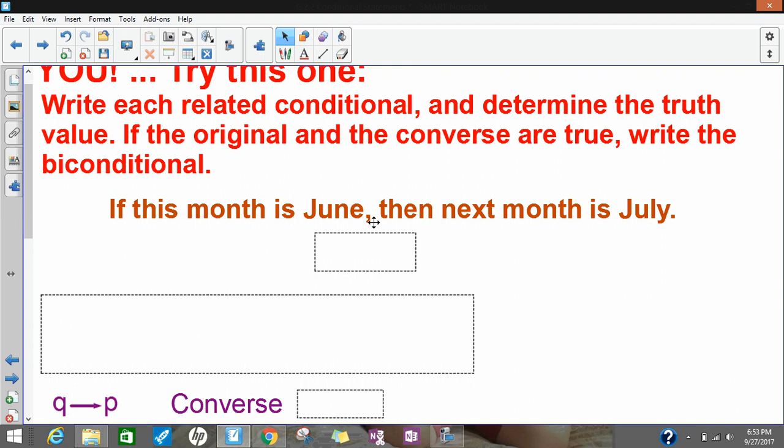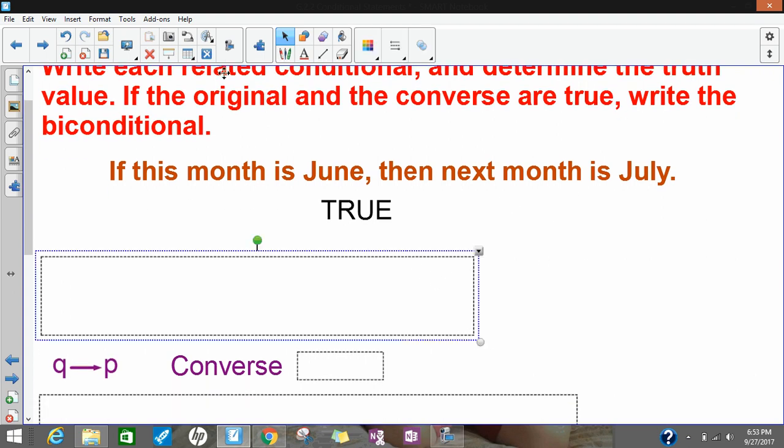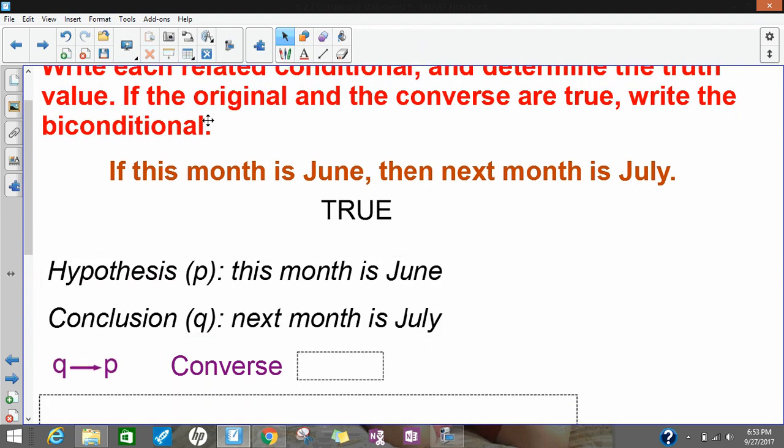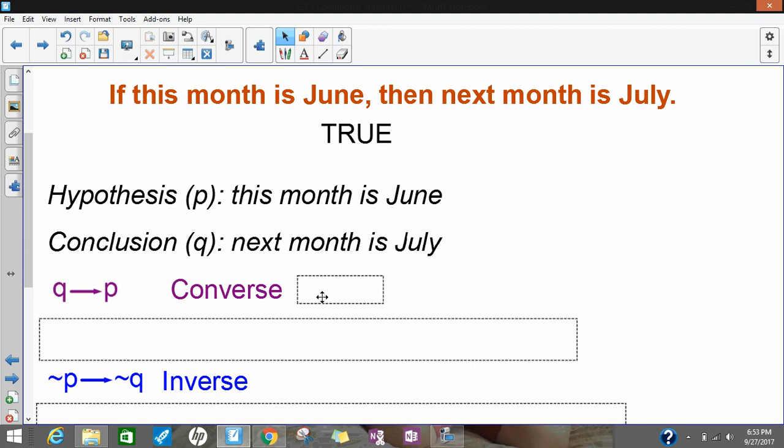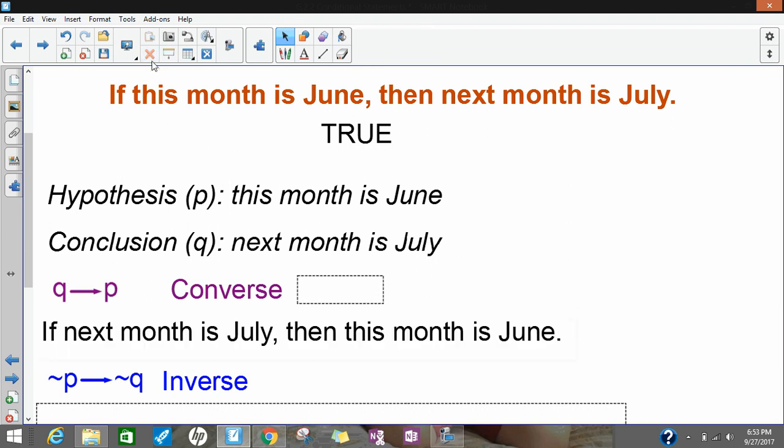So if this month is June, then next month is July, that's totally true. July comes after June, so that's a true conditional. My hypothesis P is this month is June, and my conclusion Q is next month is July. To get the converse, I'm going to switch their order. If next month is July, then this month is June. That's also true.